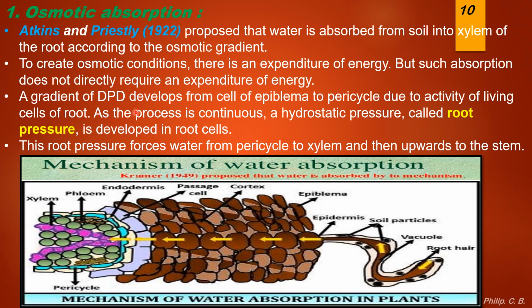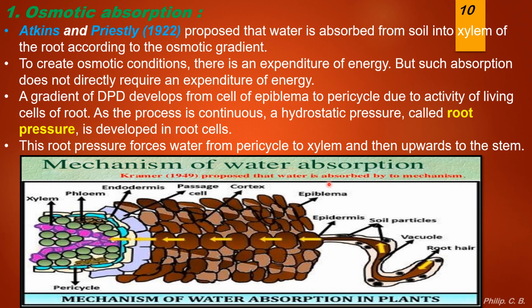A gradient of DPD develops from the cell of epiblema to pericycle due to activity of living cells of root. As the process is continuous, a hydrostatic pressure called root pressure is developed in the root cells. So a root pressure is created because of the continuous process, as we learned the term earlier, the hydrostatic pressure. The root pressure forces water from pericycle to xylem and then upwards to the stem, which is again a stepwise process.